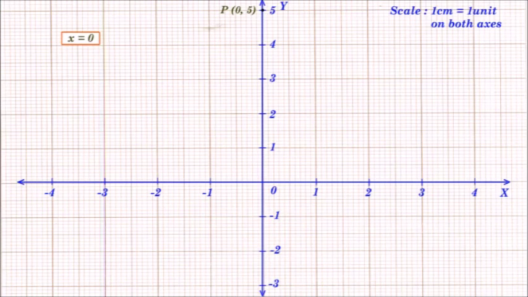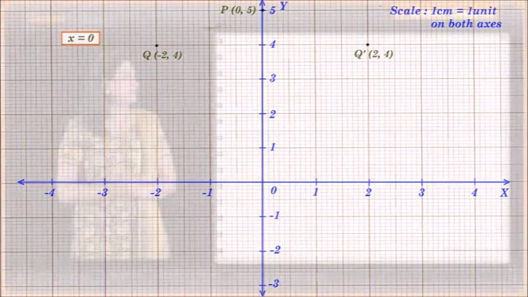Now for the second part, we want to find the image of Q when reflected in the axis found in 1. That is, we want to find image of Q when reflected in the y-axis. If you are reflecting in the y-axis, the x-coordinate sign will change. So we have Q with coordinates -2, 4. It's reflected in the y-axis. We get Q dash with coordinates as 2, 4.